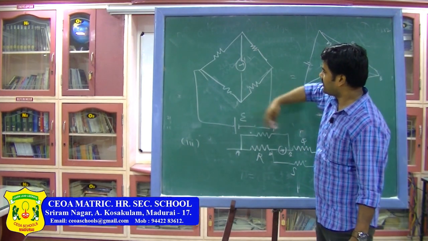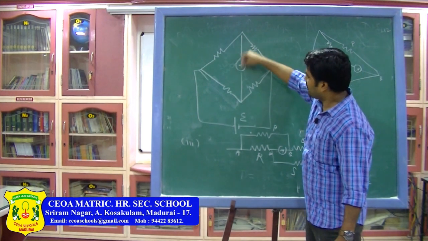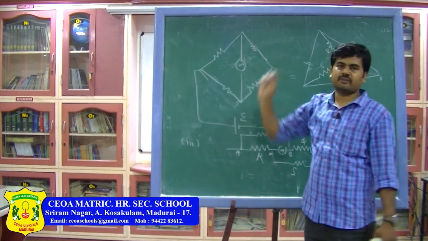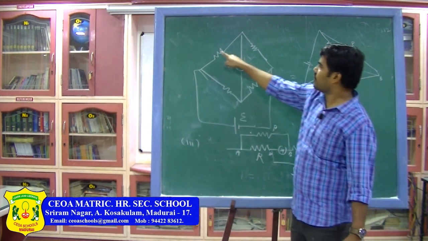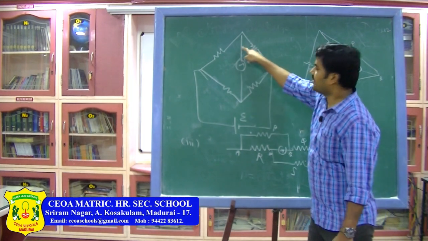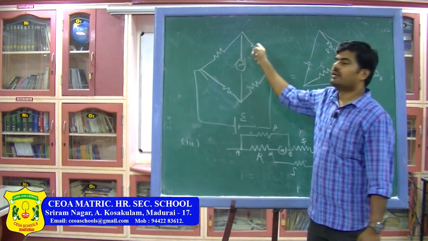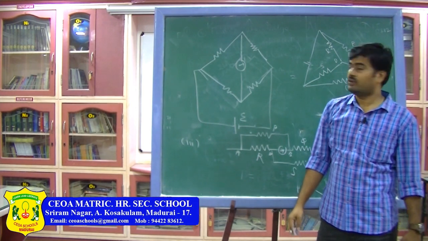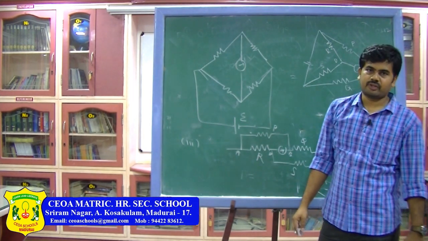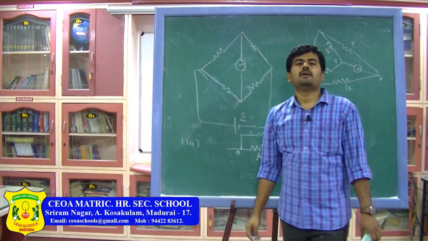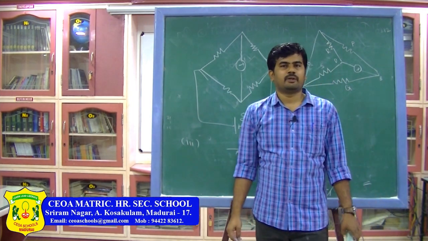Suppose this resistor is given, whatever may be the value of the resistor that is connected in the place of the galvanometer, if this ratio is equal, that is P by Q is equal to R by S, you can neglect this resistor and take the remaining resistor combination and simplify it further. That is the use of Wheatstone bridge network, and that is all for today's class. In the next class we are going to discuss meter bridge and potentiometer concepts.